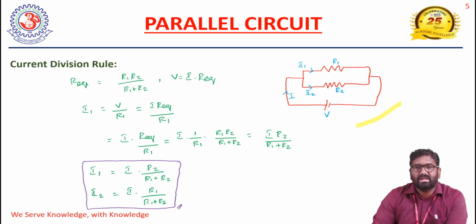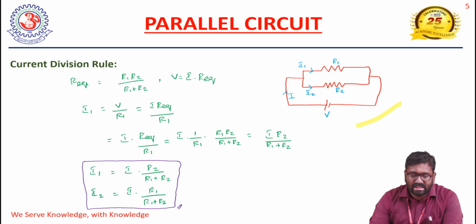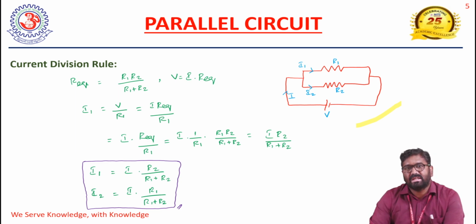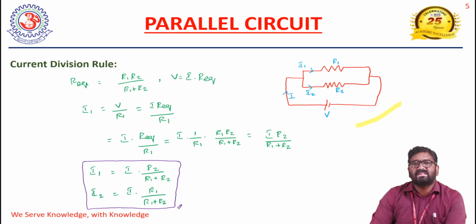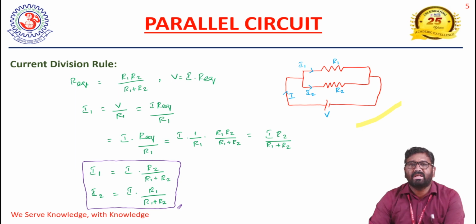So the formula we can rewrite from this equation. I1 is equal to I into R2 by R1 plus R2. In the same case, if you consider the second current path, which is I2, notated here with the R2 resistance, I2 is equal to the total current I into R1 by R1 plus R2. So this is the current division rule, which we have to know to find the individual current in a parallel circuit.